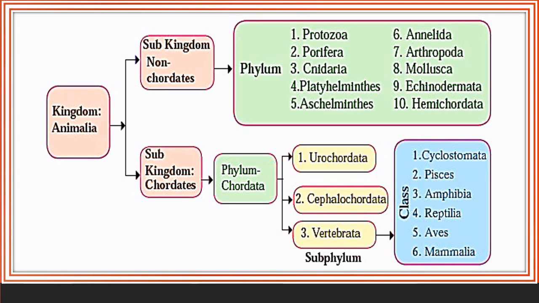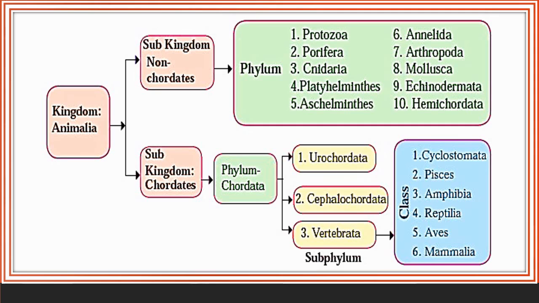Students, kingdom Animalia is divided into two subkingdoms, that is subkingdom non-chordates and subkingdom chordates. So subkingdom non-chordates are further divided into 10 phylum, that is phylum Protozoa, phylum Porifera, phylum Cnidaria, phylum Platyhelminthes, phylum Eschelminthes, phylum Annelida, phylum Arthropoda, phylum Mollusca, phylum Echinodermata, and phylum Hemichordata.